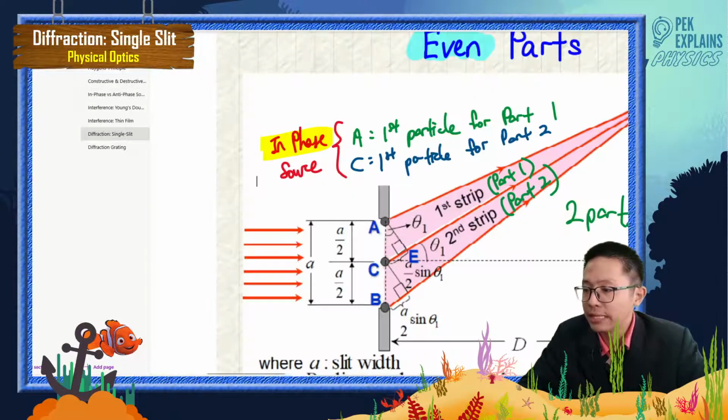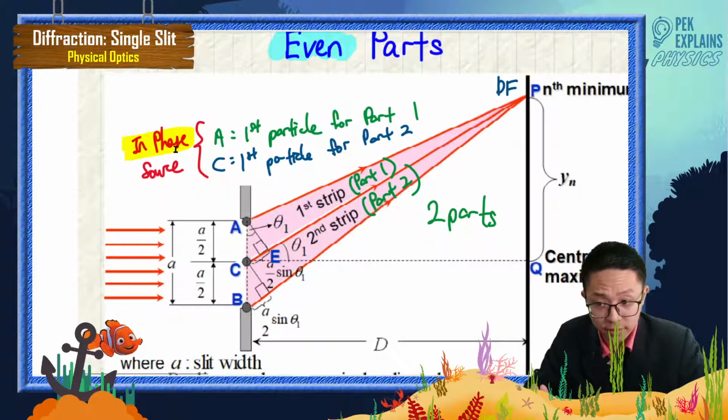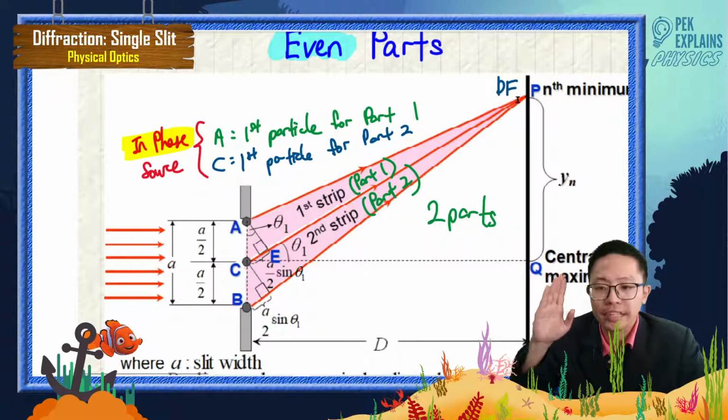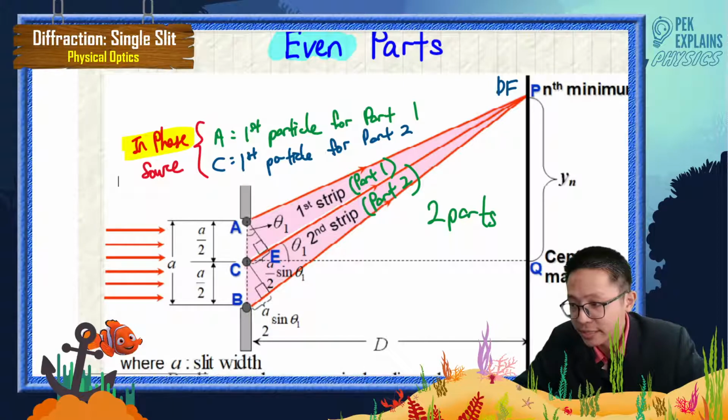Okay, so let's look at this one. Wave A and wave C are both in-phase source. Now my condition is I want to produce a dark fringe here. I know that wave C travels a longer distance compared to wave A, isn't it? By how much? By this amount. This is the delta L.